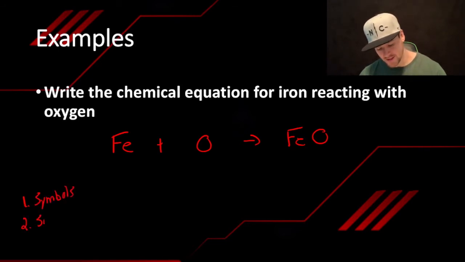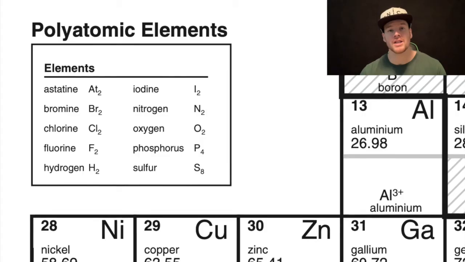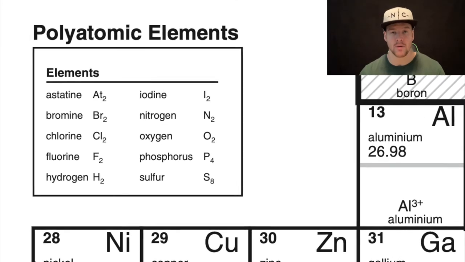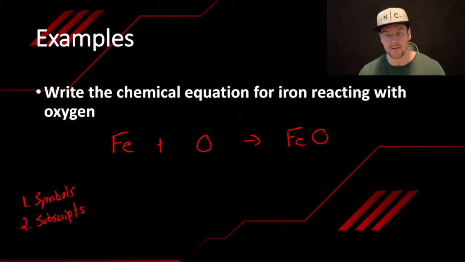Step 2 is the subscripts. For the elements on their own, like iron, we need to see if that exists just as iron by itself or if it comes in a group. Check the periodic table where it says polyatomic elements. It's not on that chart, so it just stays as iron. But oxygen is O2 on that group, so we have to put O2 there. It doesn't just come as O, it comes as O2.